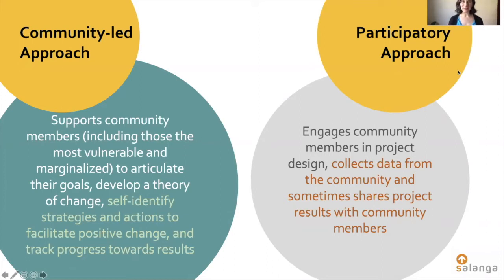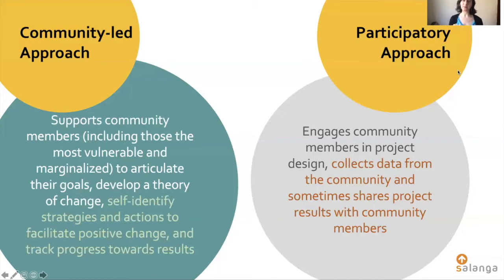There are going to be different takes on these terms, but basically it can be summarized by the question, whose agenda is it? So in the community-led approach, it's really the community that defines the agenda. So they're the ones articulating their own goals, the change that they would like to see, their theory around how that change can be achieved, and then they identify strategies and actions that they can undertake to facilitate change in that direction. And then the monitoring and evaluation is around progress toward those results that they have defined. So they're monitoring and evaluating based on their own agenda.